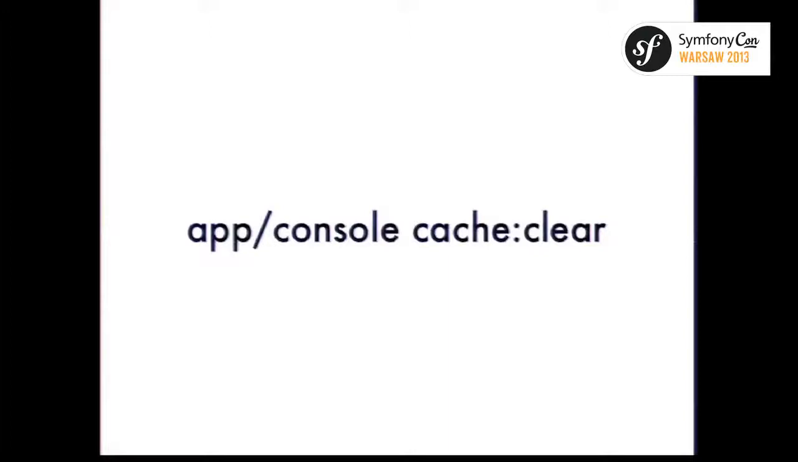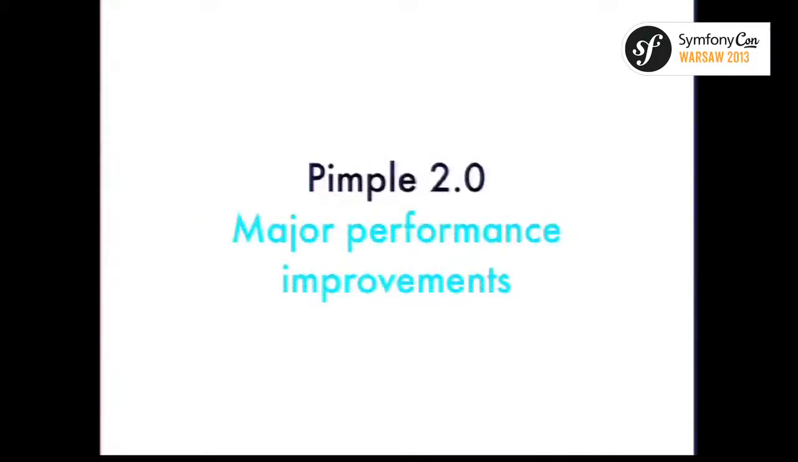For every request with Pimple, you have to create the factory functions, quite often wrap that factory function in another function by calling the share method, and offset set against the container. And this kind of thing can actually start to add up. In Pimple 2, as Fabian mentioned yesterday, there's major performance improvements.